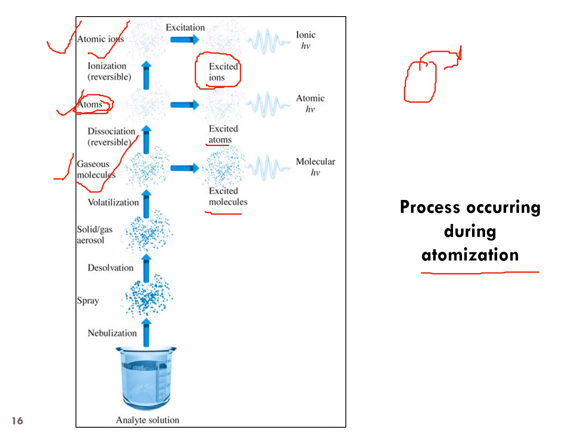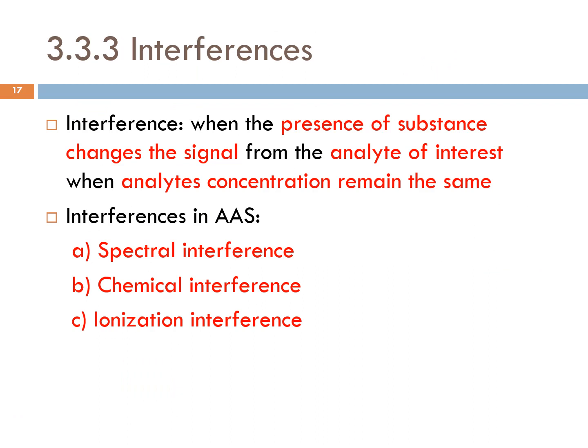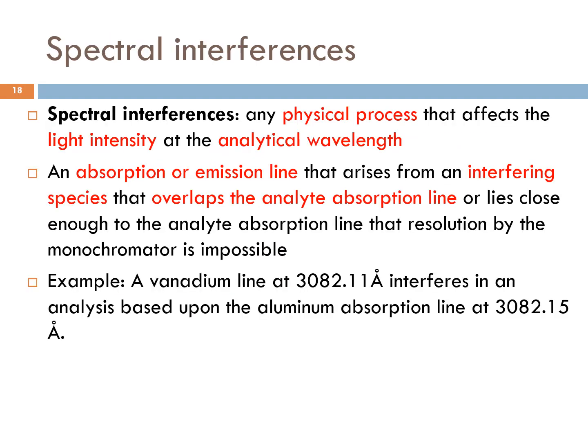Okay, nanti kita akan belajar. So kalau interference ni contoh kata gangguan yang akan menyebabkan perubahan pada absorption line untuk kita punya analyte of interest. There are three types of interference. Okay, the first one ni adalah spectral interference. Spectral interference ni akan berlaku bila ada absorption or emission line yang muncul disebabkan of the interfering species yang overlap dengan kita punya analyte absorption line.